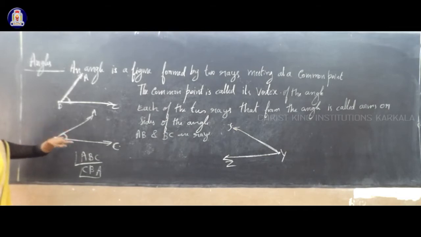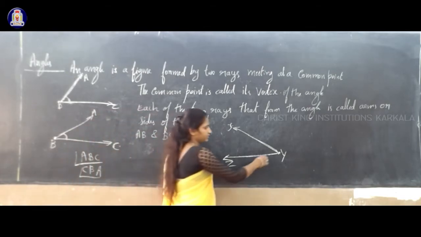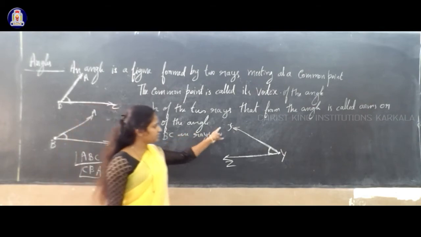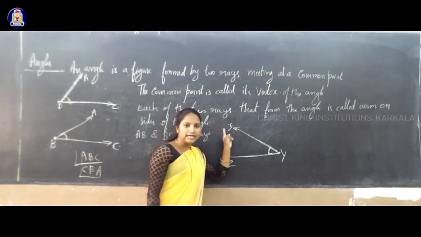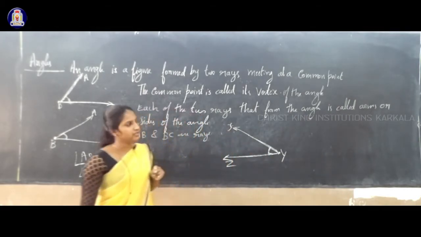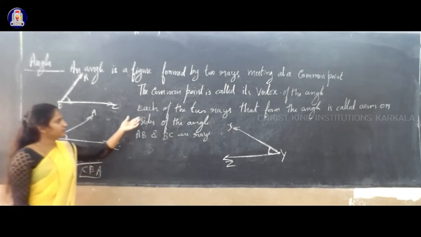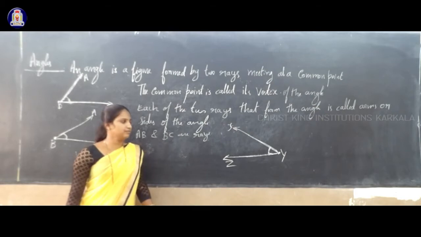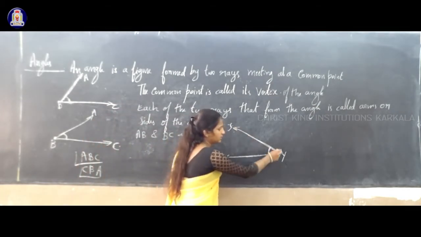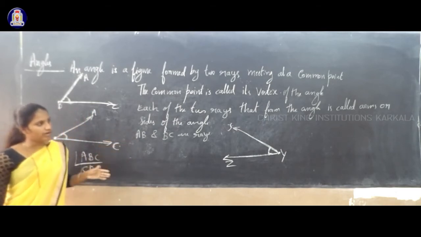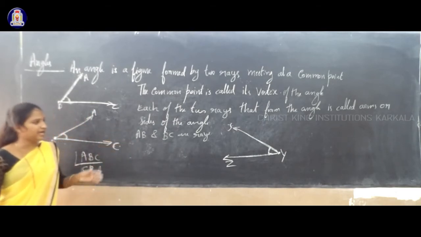So the two rays meet at one common point. So it makes one figure, right? This figure is angle Y. How can we read this? This is X, Y, Z. Angle XYZ, or we can say ZYX. Okay? So this is about angle. Each of the two rays that form an angle is called an arm. Sometimes we call this arms or a ray. XY and YZ are called arms or sides of the angle.